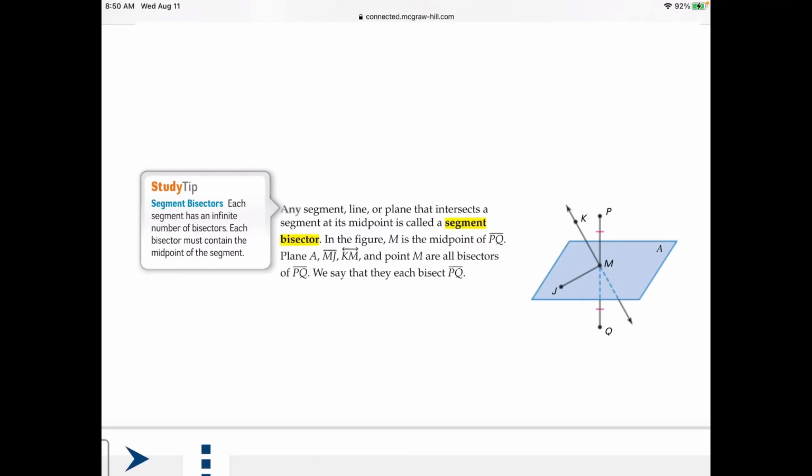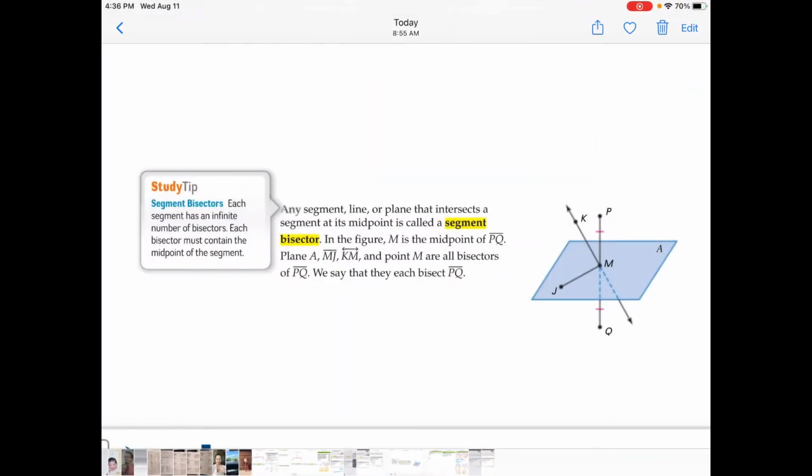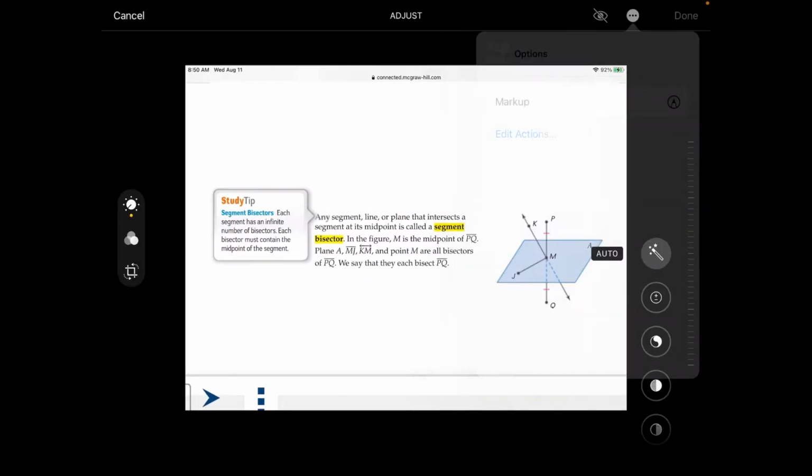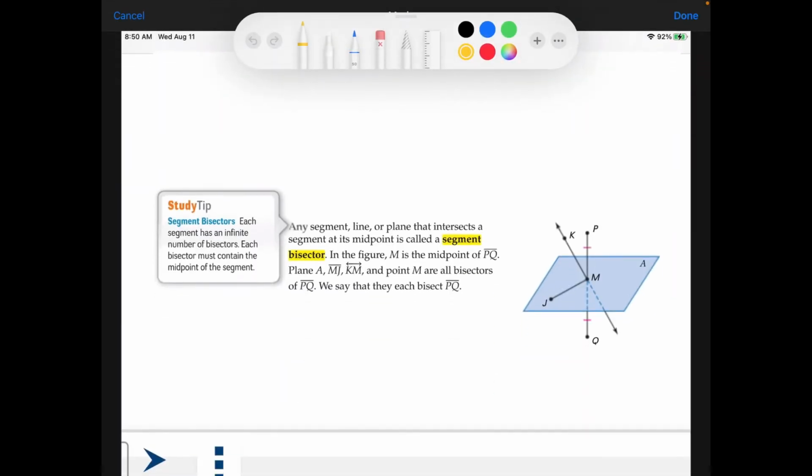Here we have a statement that says any segment, line, or plane that intersects a segment at its midpoint is called a segment bisector. In the figure, M is the midpoint of line segment PQ. Now, in geometry, we have a lot of different terminologies and symbols. It's kind of like a language in itself. And so we're going to have to remember and learn how to understand what we're reading.